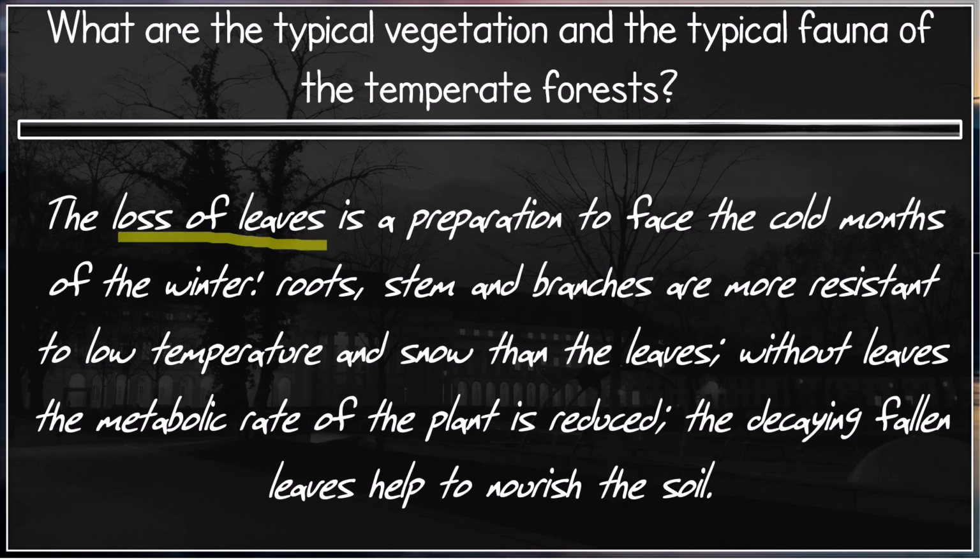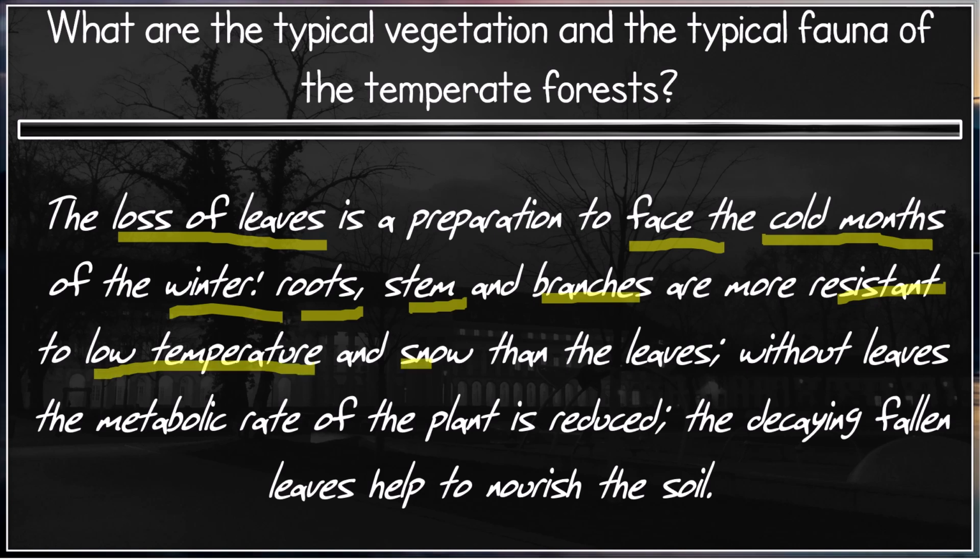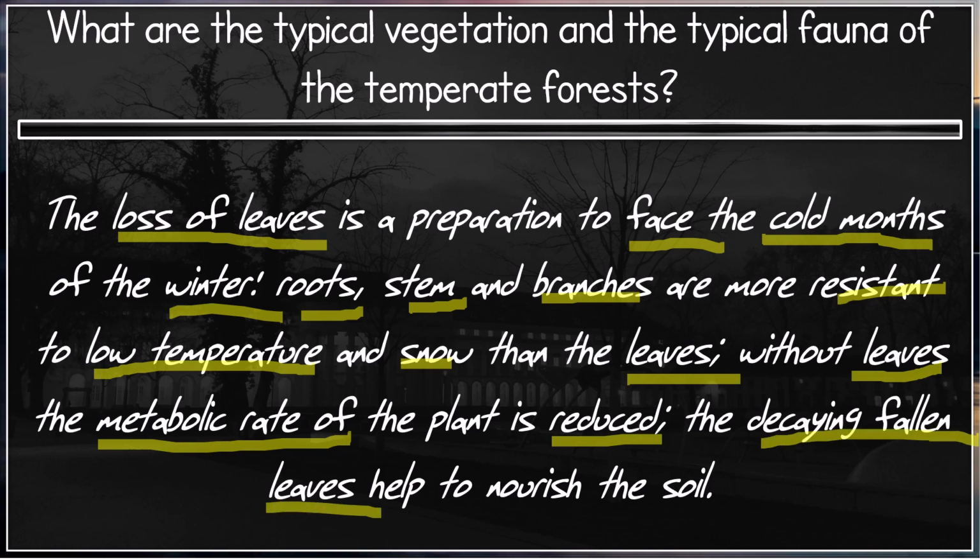Loss of leaves is a preparation to face the cold months of the winter. Roots, stems, and branches are more resistant to lower temperature and snow than the leaves. Without leaves, the metabolic rate of the plant is reduced. The decaying fallen leaves help to nourish the soil.